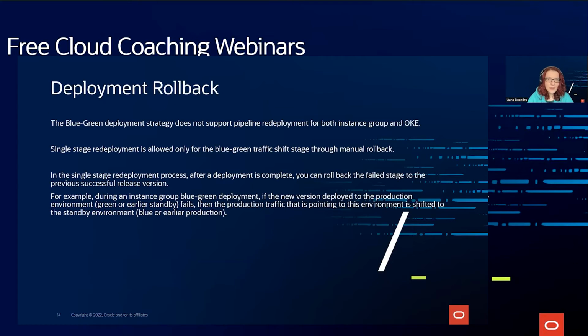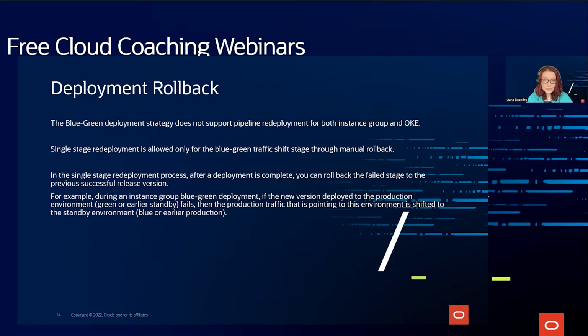Now let's talk a bit about deployment rollbacks. The blue-green deployment strategy does not support pipeline redeployment for both instance group and OKE. You can only do single-stage redeployment through manual rollback. In the single-stage redeployment process, after your deployment is complete, you can roll back the failed stage to the previous successful release. And you've got here an example.